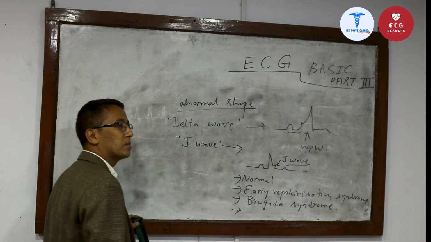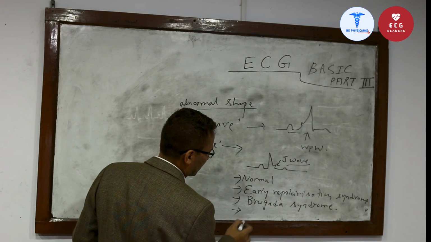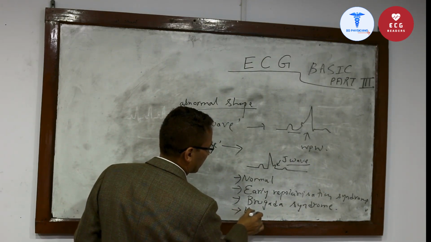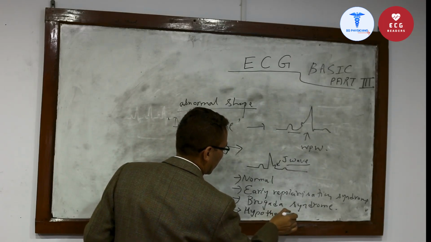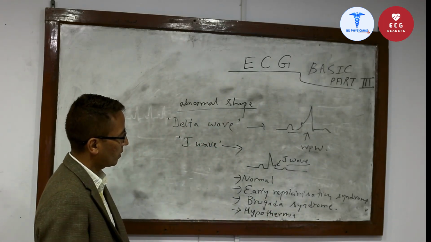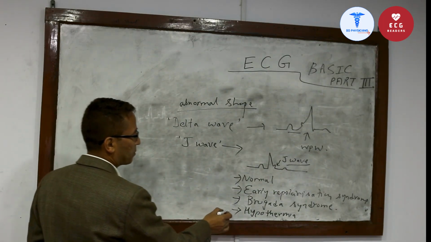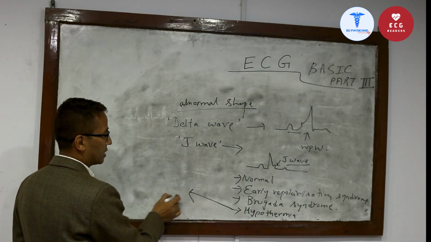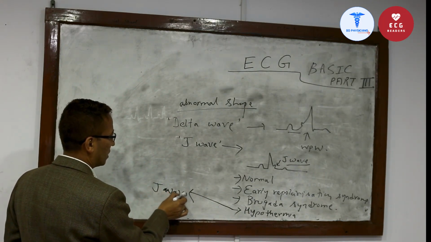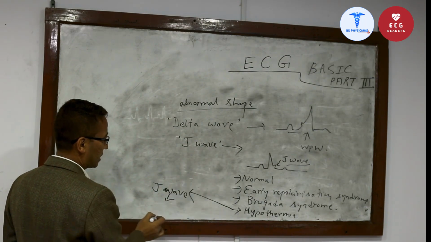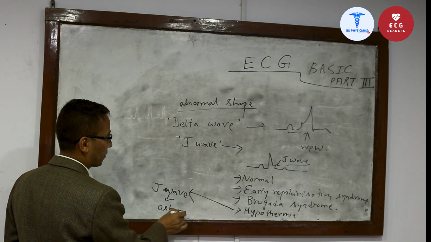When body temperature falls below 30 degrees centigrade, that is hypothermia. If there is a J wave due to hypothermia, in this particular condition this J wave is labeled as the Osborn wave.